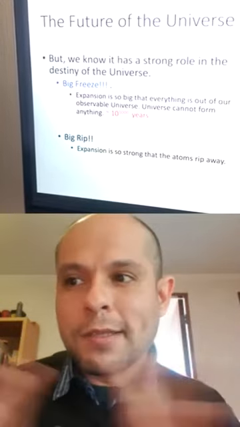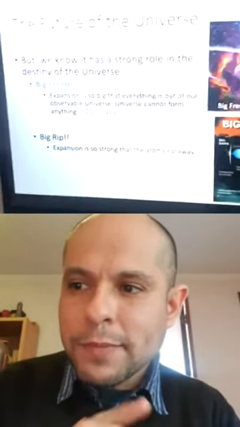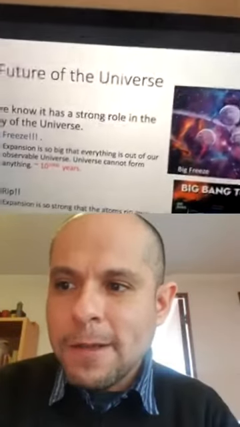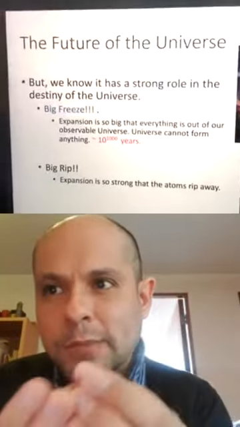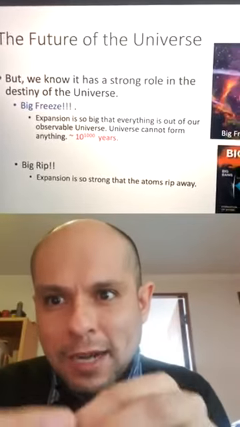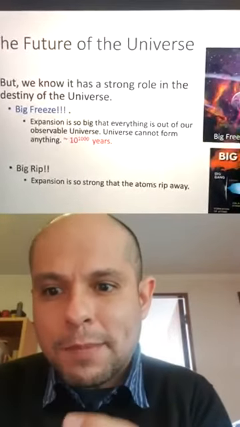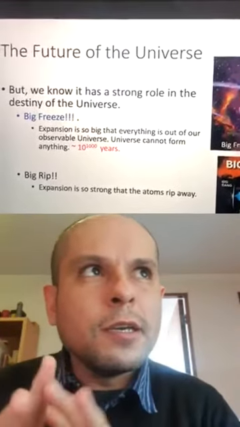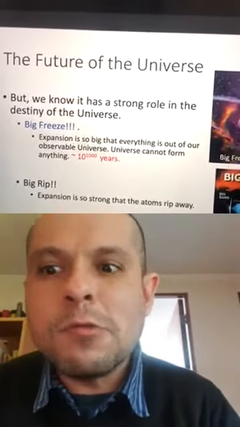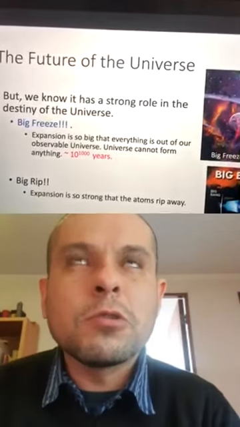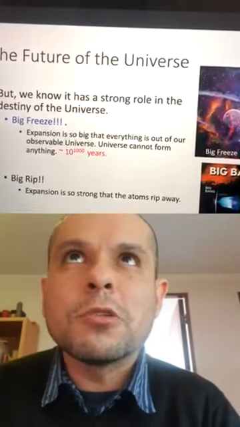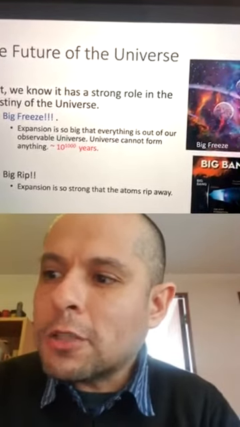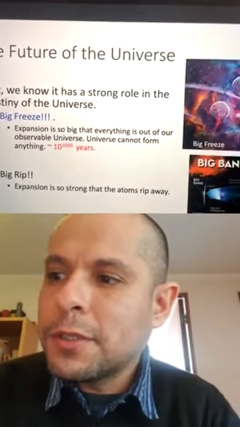That's one possibility. Another possibility is that the expansion gets faster and faster and faster, so strong that the atoms themselves rip apart. They are destroyed, and that's called the Big Rip. And in some models, the Big Rip should occur in 22,000 million years, 22 billion years in the future. So that's a lot of time in the future.